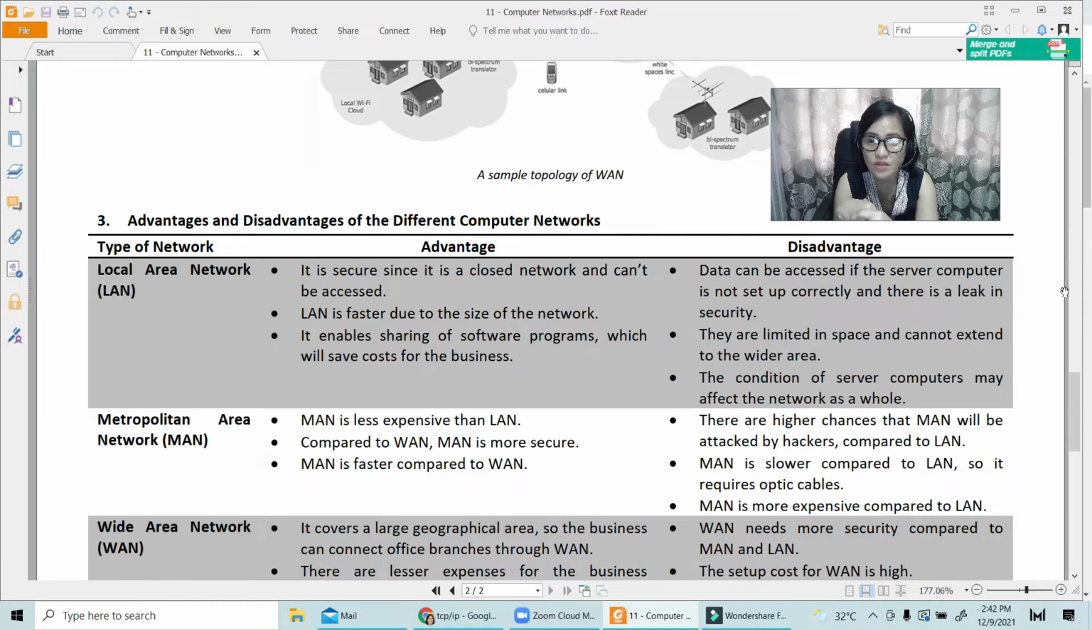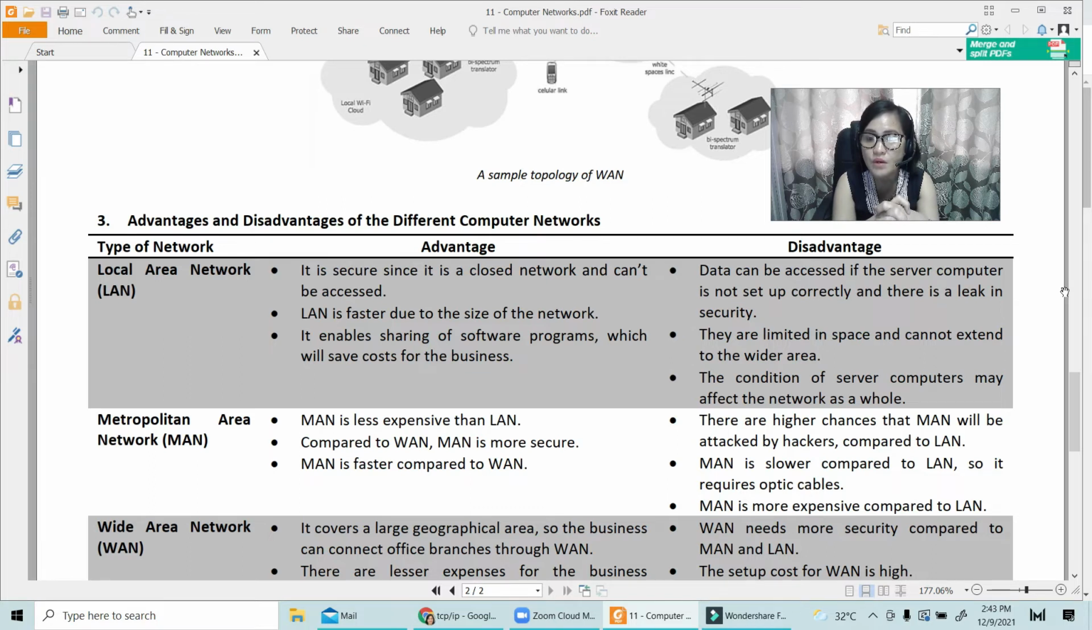Now, the disadvantage is that there are higher chances that the metropolitan area network will be attacked by hackers compared to LAN. Yes, it is most likely, since it is a higher degree of network connection, especially if it involves company agencies, institutions, and business establishments, so it is very tempting to hackers. And maybe it's easier for them to hack also, since it is more focused and easier to trace.